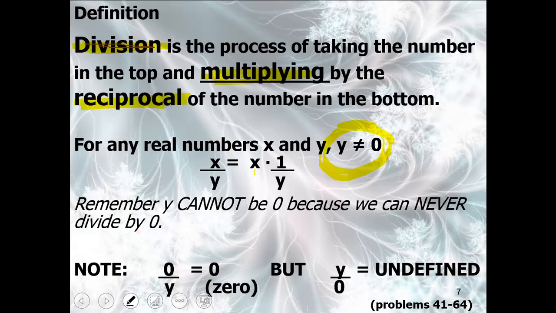Notice, and this is where a lot of students get confused, 0 divided by y equals 0, but y divided by 0 is undefined. 0 divided into y groups, each group gets 0 pieces. But y things divided into 0 groups, you can't do that, because at a minimum you're going to have one group with y things.